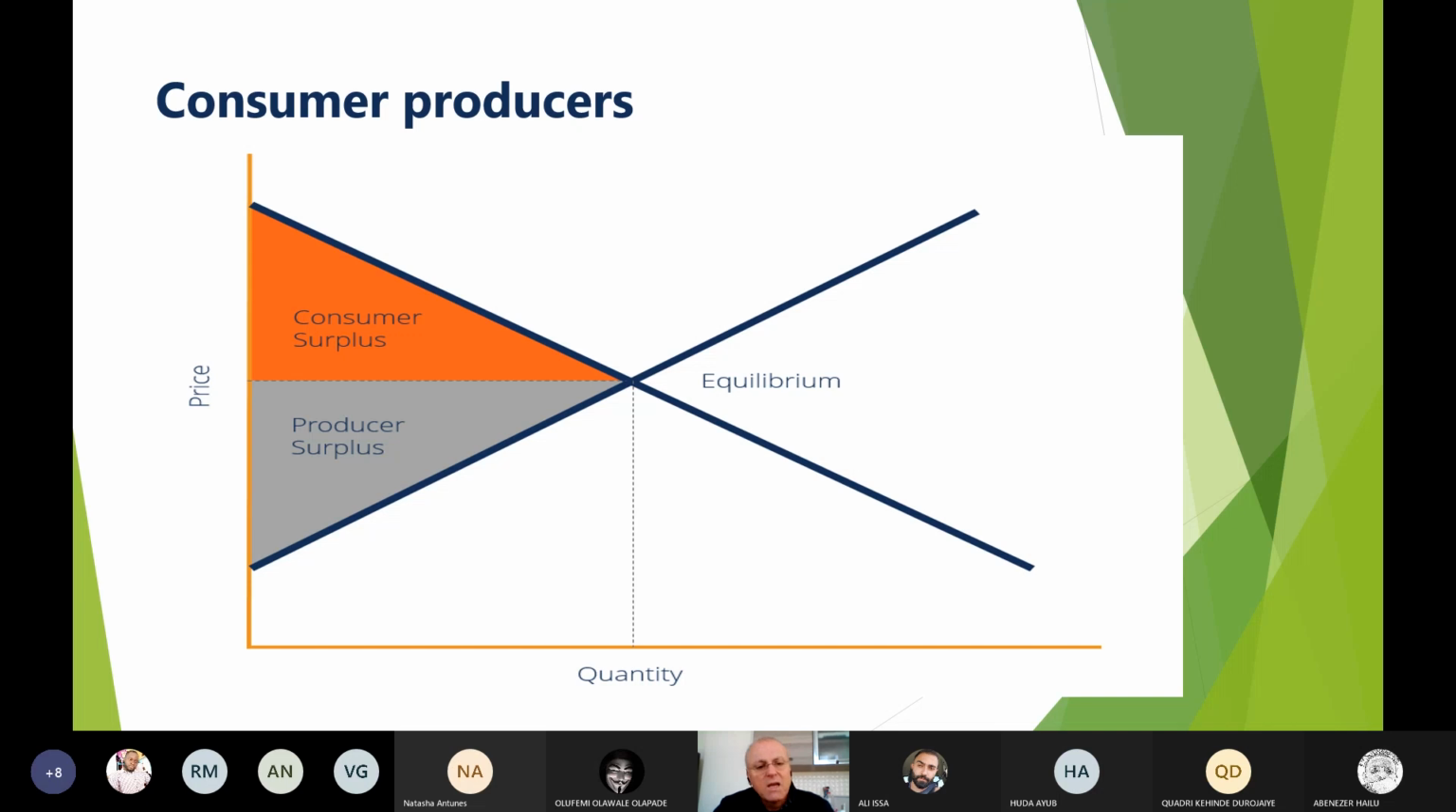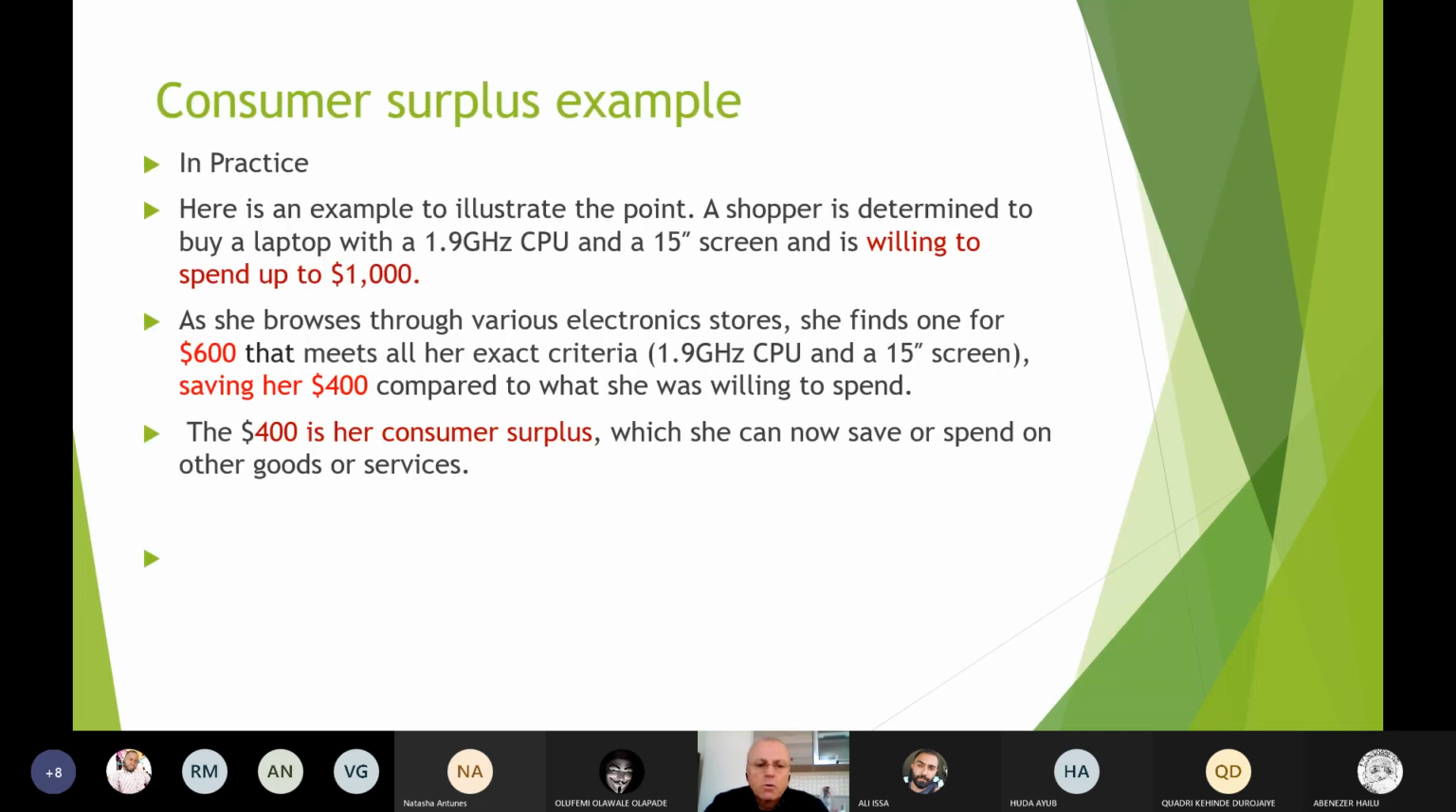The opposite can be done for the producer surplus, for being able to estimate and calculate the producer surplus either. Therefore, producer surplus and consumer surplus are estimated by calculating these triangles, using the triangle formula where height multiplied by base divided by 2, from the geometry you know.